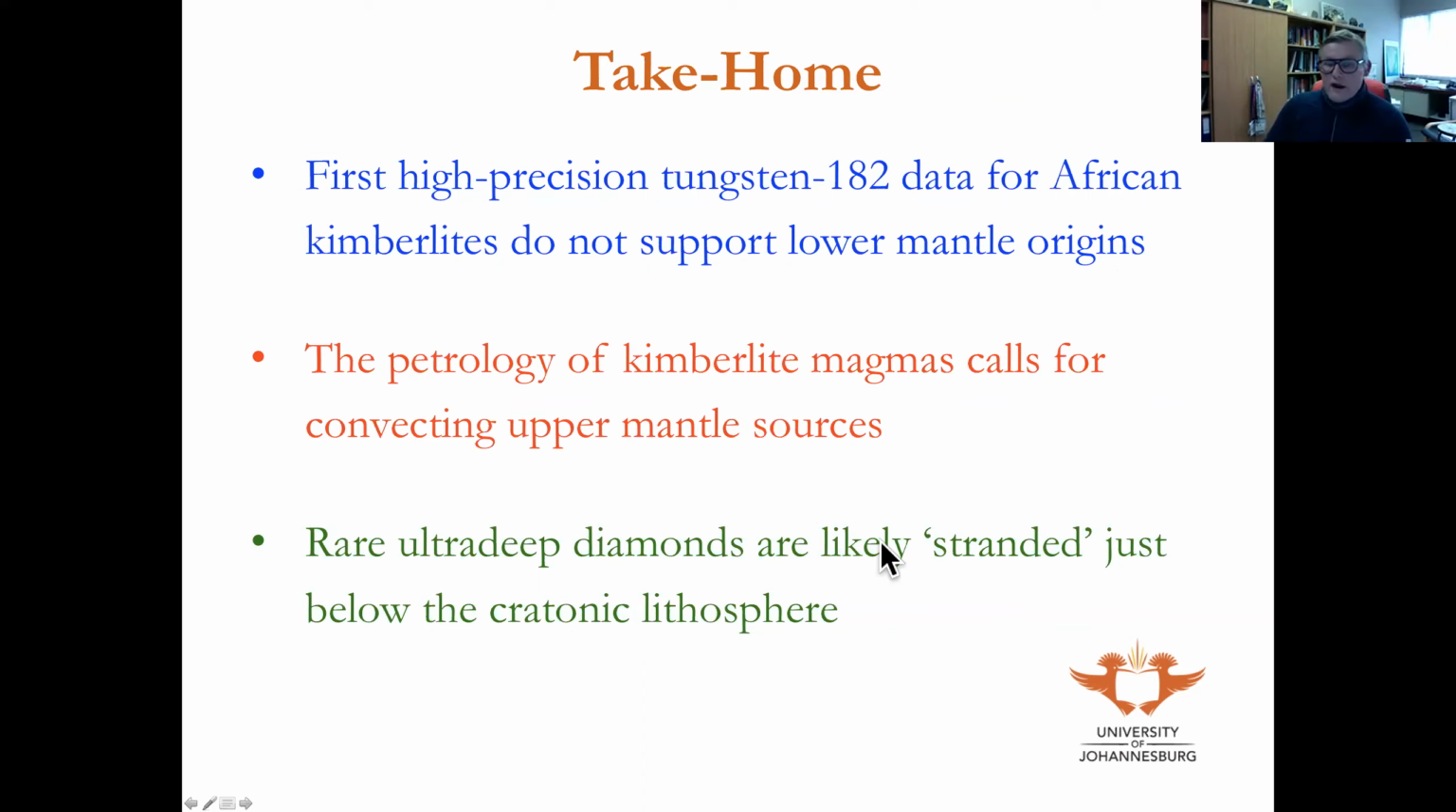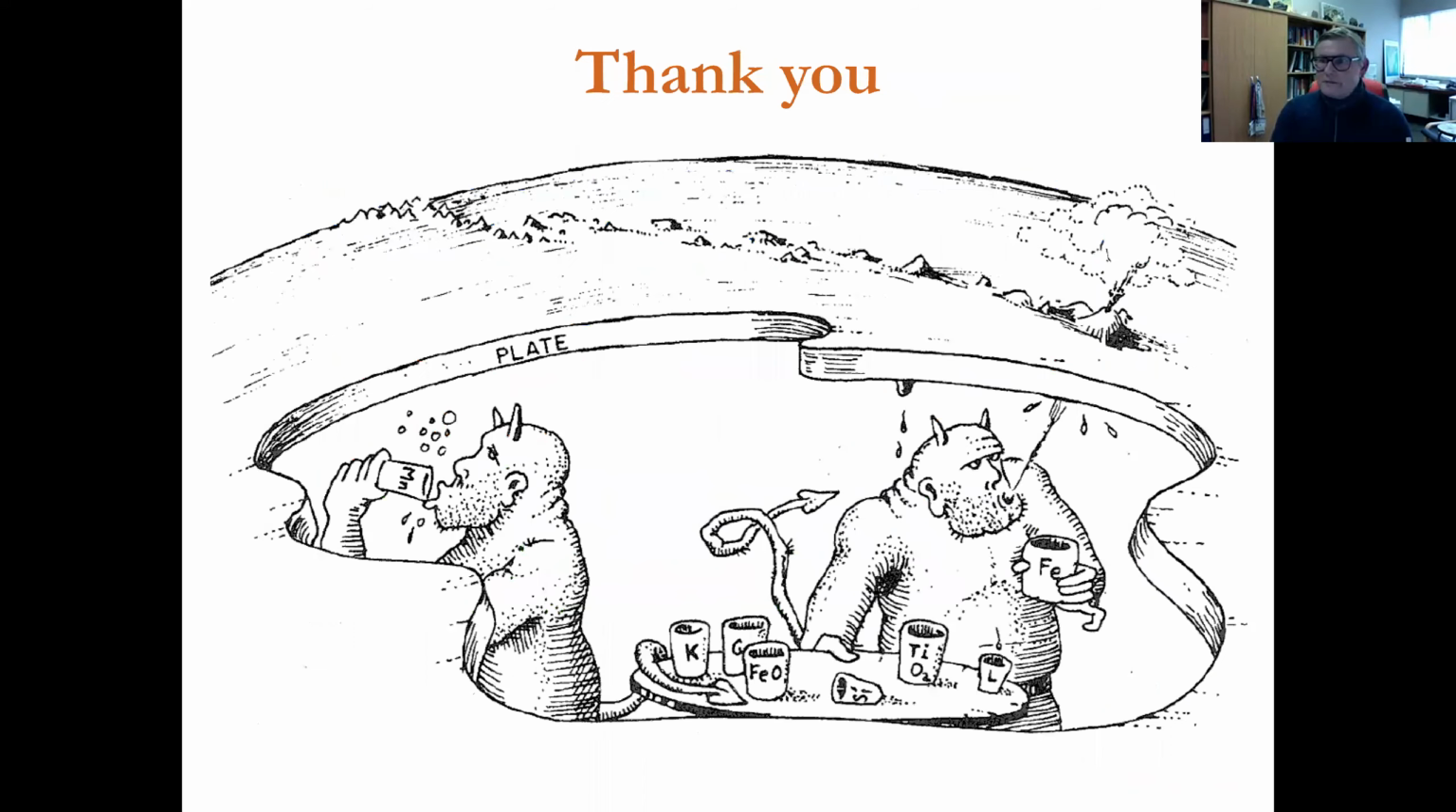And for the rare ultra-deep diamonds that give us a headache, in how this all fits in with the kimberlites, one can interpret them just as stranded below the cratonic lithosphere, by normal mantle convection, to sit there. This process of stranding can, in theory, even be an Archean or Proterozoic process. This does not have to happen recently. So they can have been sitting as part of the lower lithosphere for a very long time. So those are the three main take-home points. And with that, I finish my talk and I'm happy to take questions.